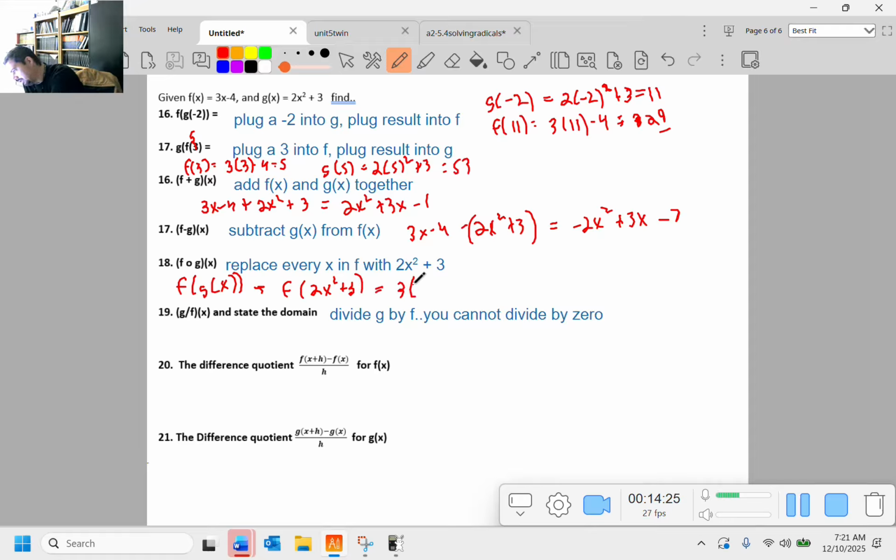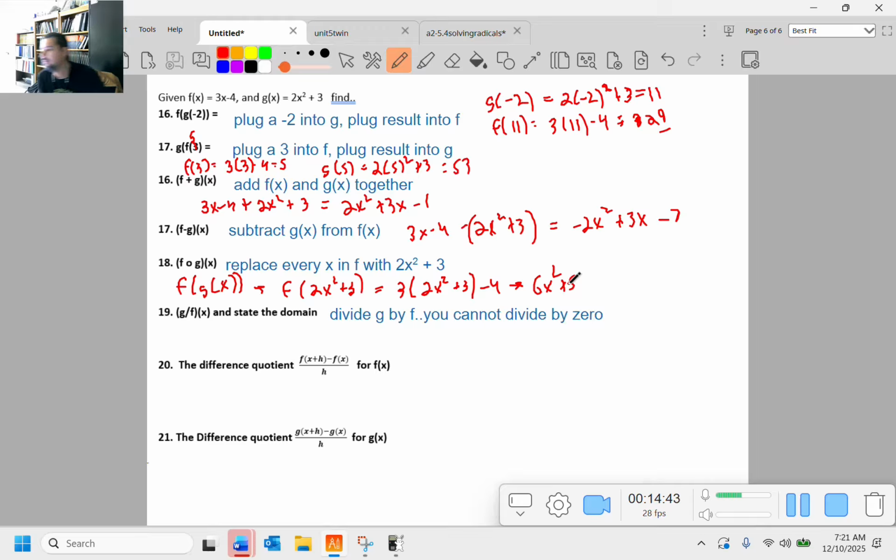So it's going to be 3 times 2x squared plus 3, and then minus a 4. Don't forget about that guy. Distributive property kicks in. 3 times 2 is 6, 6x squared. 3 times 3 is 9, 9 minus 4 is plus 5.